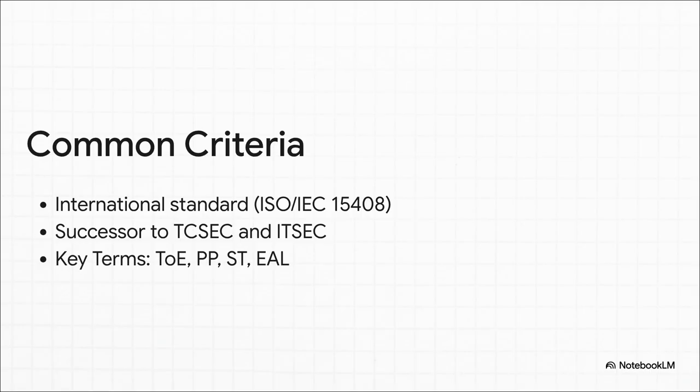The thing being tested, that's the target of evaluation, or TOE. What it needs to protect is the protection profile, or PP. What it claims to do is the security target, or ST. And finally, its score, its rating, is the evaluation assurance level, or EAL.